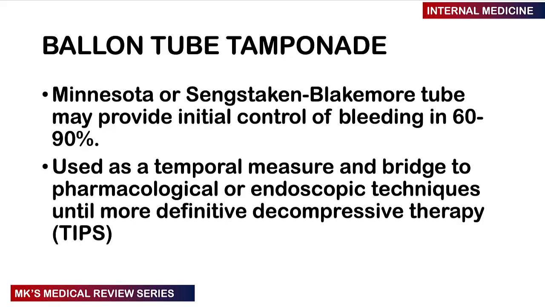The Sengstaken-Blakemore tube can be inserted through the esophagus. It also reaches the stomach. So it has a balloon for the stomach. It also has a balloon for the esophagus, such that you inflate this balloon and it will compress on the walls and potentially stop the bleeding as you're waiting for a definitive treatment. So it may provide initial control in about 60 to 90% of the cases. So it's used as a temporal measure to bridge for pharmacological therapy or endoscopic techniques, and also to bridge for, for example, a decompressive therapy like a TIPS procedure.